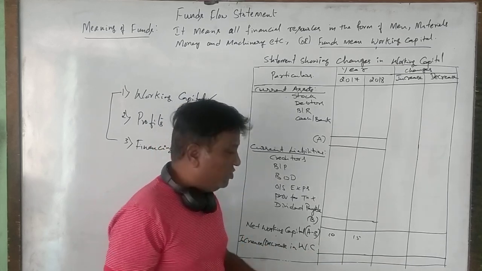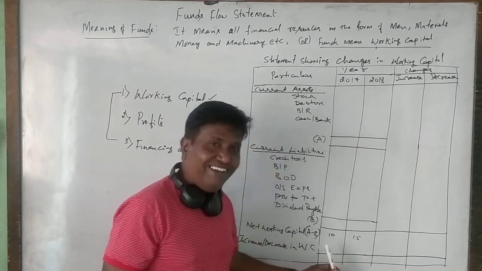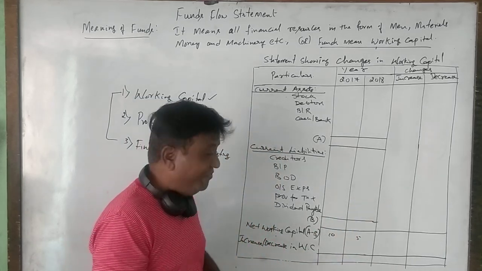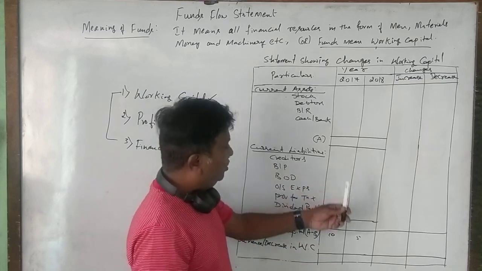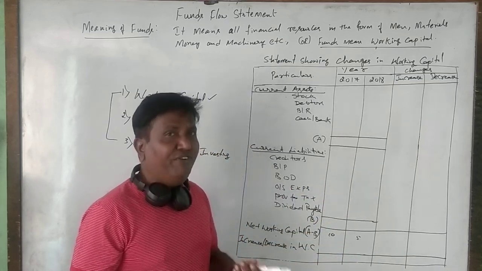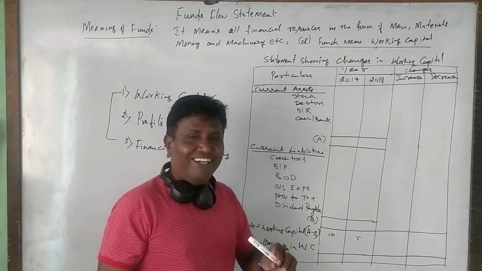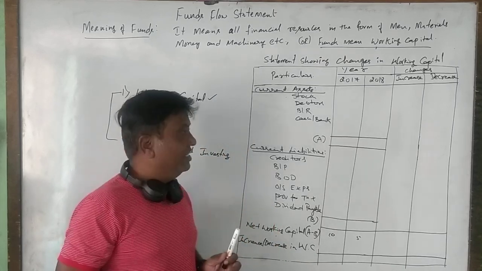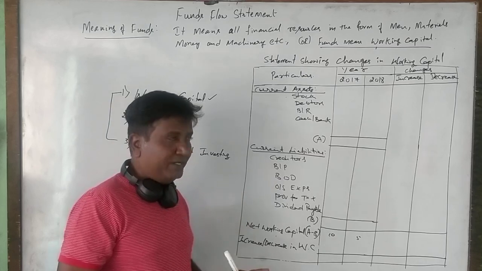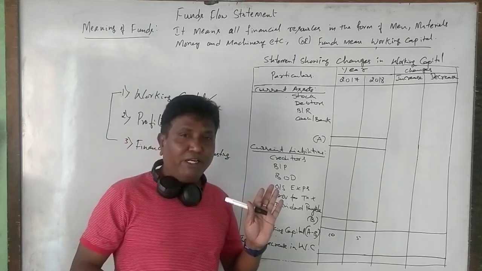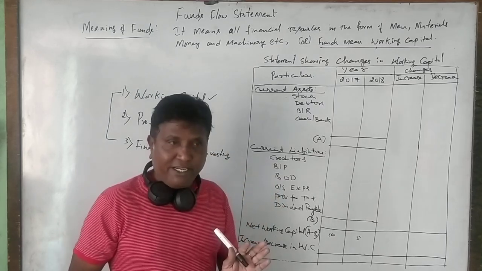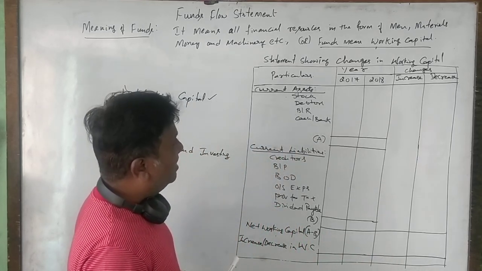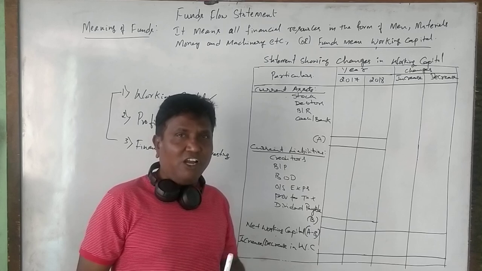Am I right or not? So from 10 to 15, there is an increase. Suppose in 2017 it is 10 and in 2018 it is 5, definitely we can say there is a decrease in the working capital. So this is how we find the changes in working capital by preparing a statement showing changes in working capital.